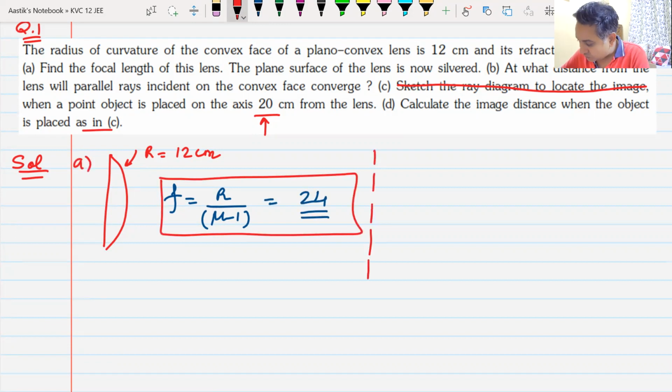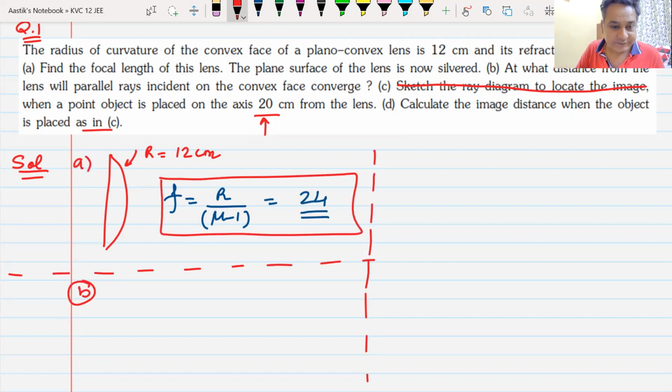Now can you do the next part? Part number B. 2 minutes you have.